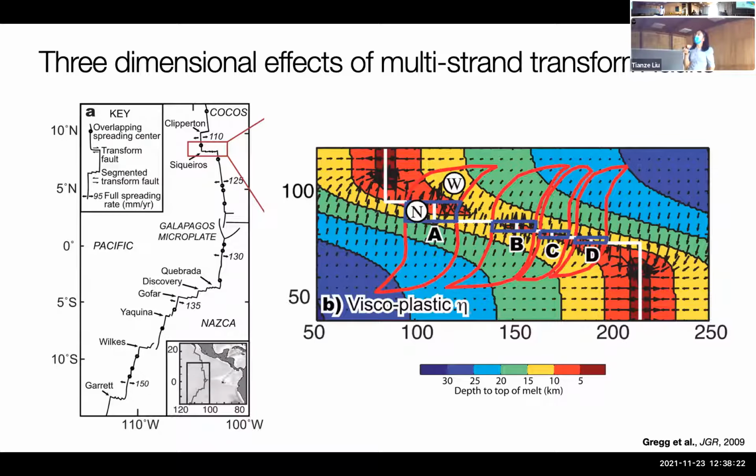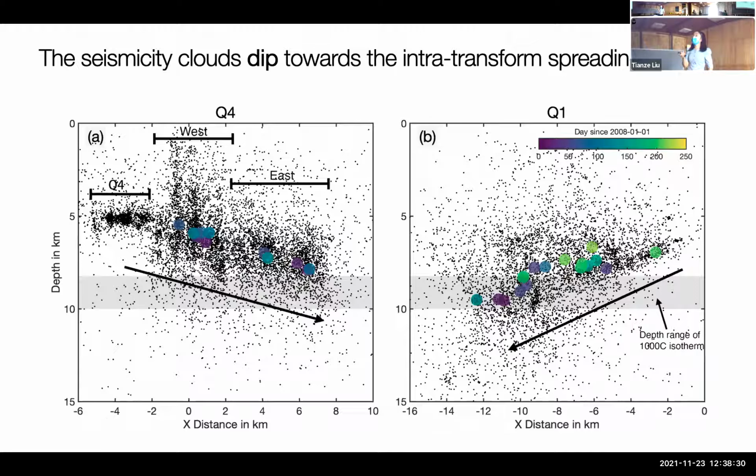And this migration pattern is similar to what we have observed in the depth distribution of the microseismicity, where those seismicities are deeper near the intra-transform fault and go shallower toward the transform fault, indicating that it might be related to the melt extraction from the short intra-transform spreading center to the nearby large mid-ocean ridge.